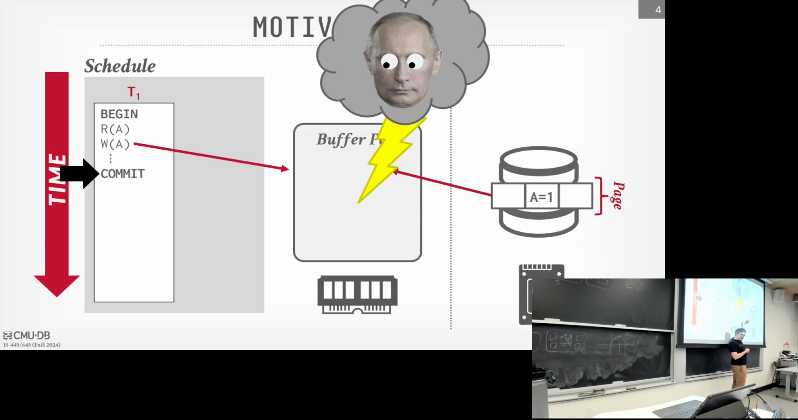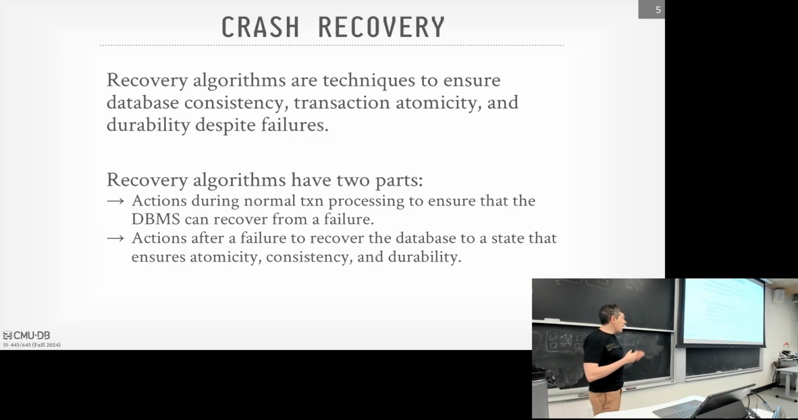So now when the system comes back, assuming we get power again, when we go fetch that page back in, we're going to get A equals 1. Again, under ACID properties of durability, that should not happen. So today's class and next class will be about how to handle this situation.